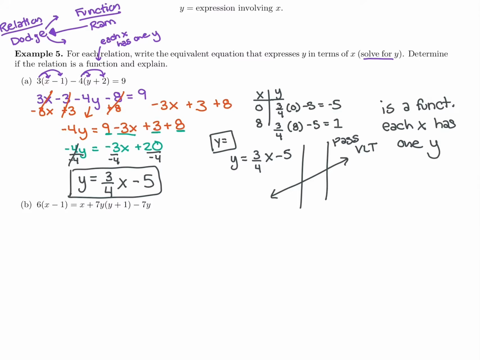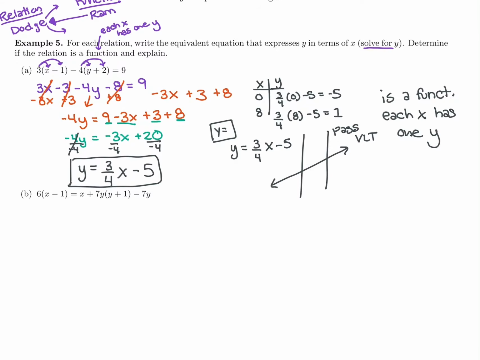Here we are looking again to figure out if the relation is also a function. So does each x go to exactly one y? To figure that out, we're going to solve the relation that we have here for y. So I'm going to first distribute anything that can be distributed.